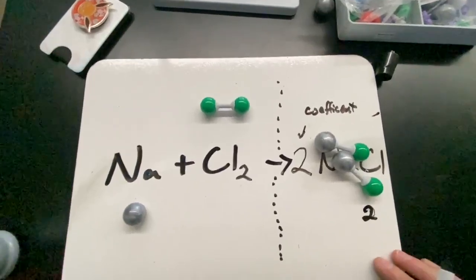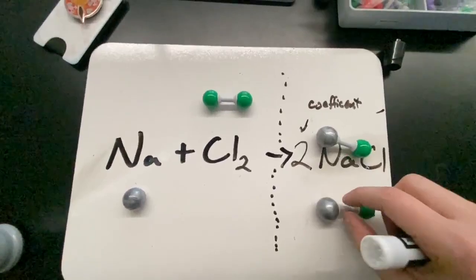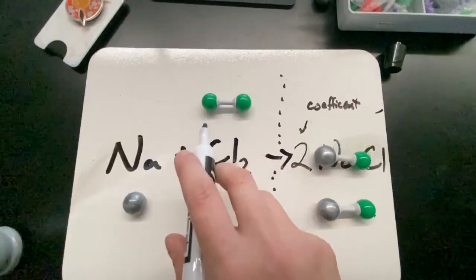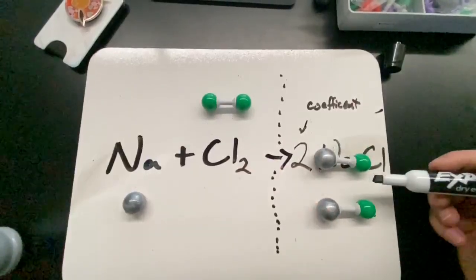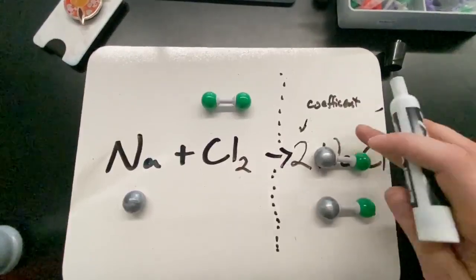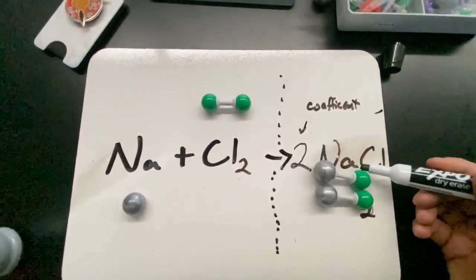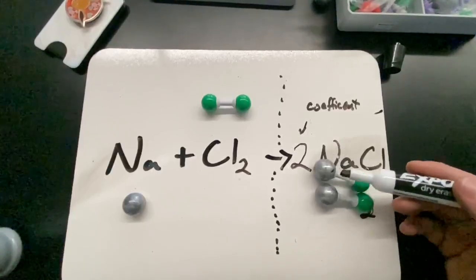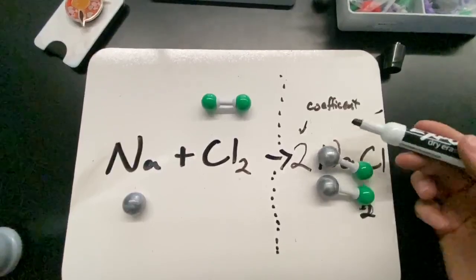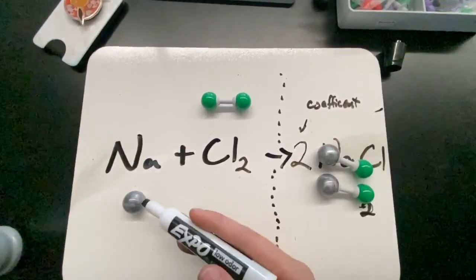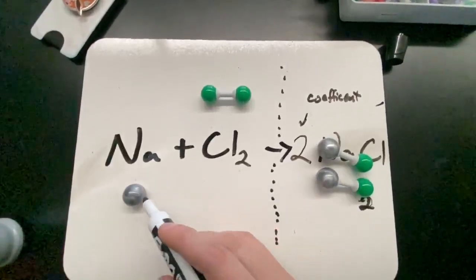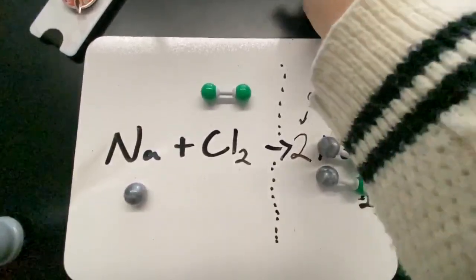Now that fixes our green one problem, right? We have 2 greens on this side, and we match with the 2 greens on this side. But when we put the 2 in front here, we didn't just change how many green ones we have. We also changed how many gray ones we have, the Nas. Now we have 2. So this side doesn't match this anymore. So when we double this one, we also need to double this one. I'm going to need another one of those.